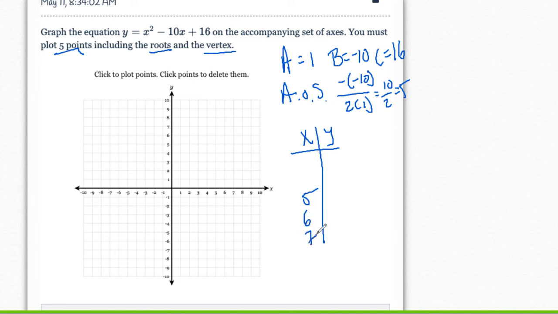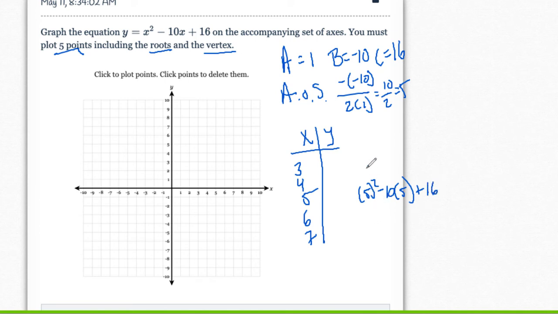So 6, 7, 4, 3. Okay, we're looking at this. We know it's going to be right side up. It's not going to be very fat or skinny. And unfortunately, the y-intercept of 16 is no help. So we're going to plug in 5 to our equation. So 5 squared minus 10 times 5. Again, you should be doing this on a calculator. You should not be doing this by hand.